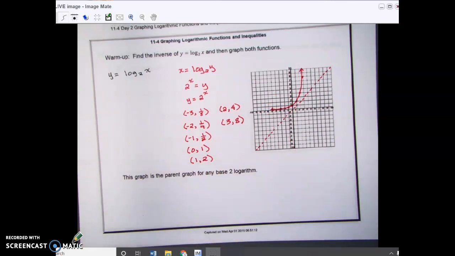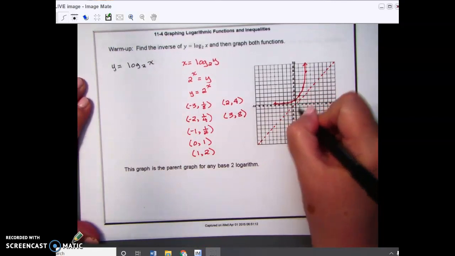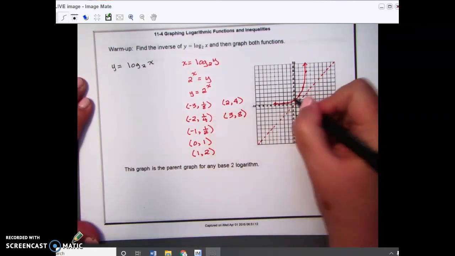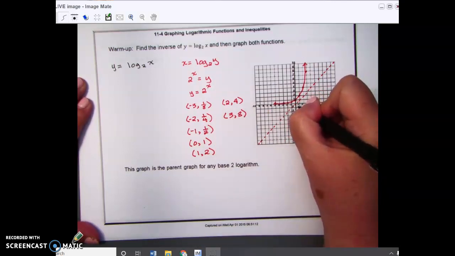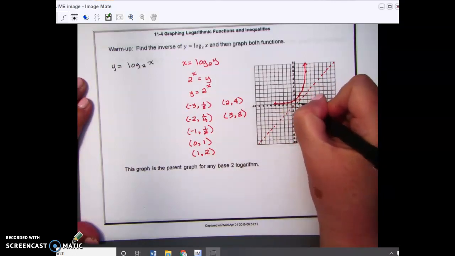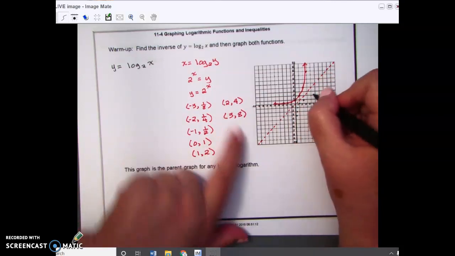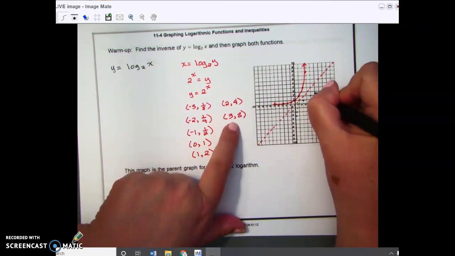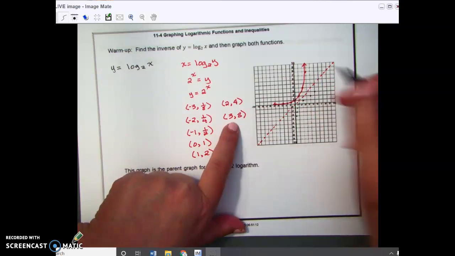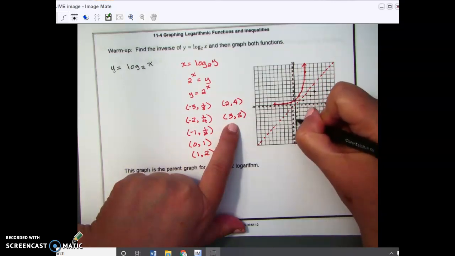So what we're going to do for the logarithmic graph is just flip those. So now we're going to say 1/8, -3. And we're going to say 1/4, -2, and 1/2, -1, and then 0, 1, and then 1, 0, and then we've got 2, 1, and then 4, 2, and then we have 8, 3. Let's see, sorry, that wasn't an 8. 8, 3 is over here. And so the graph is going to look something like this.